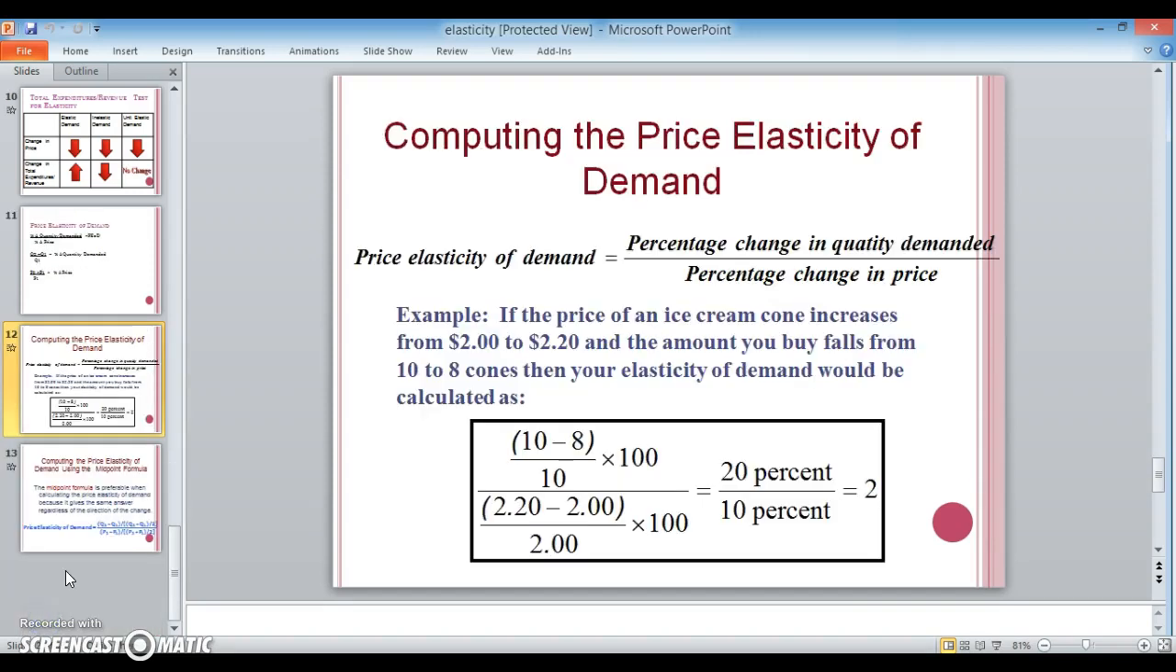Here's an example of how to use the price elasticity of demand formula. At the bottom, you will notice how they use the formula by doing Q2 minus Q1 divided by Q1 times 100 to get 20%, which is the change in quantity demanded. On the bottom, it is P2 minus P1 divided by P1 times 100 to get 10%, which is the percent change in price. Once you divide both of those, you get 2, which is the coefficient, which will tell us if the curve is elastic or inelastic.